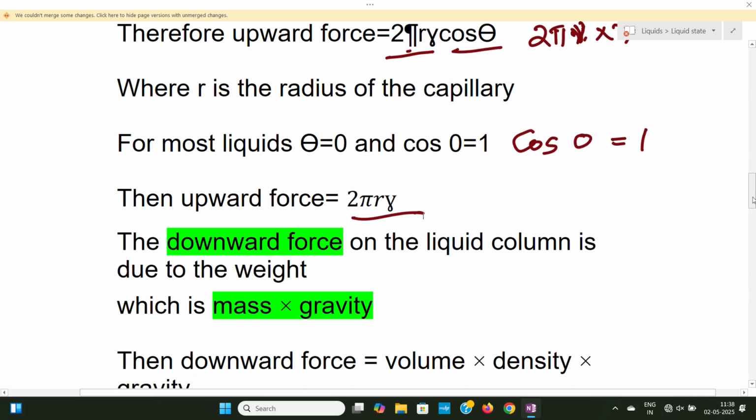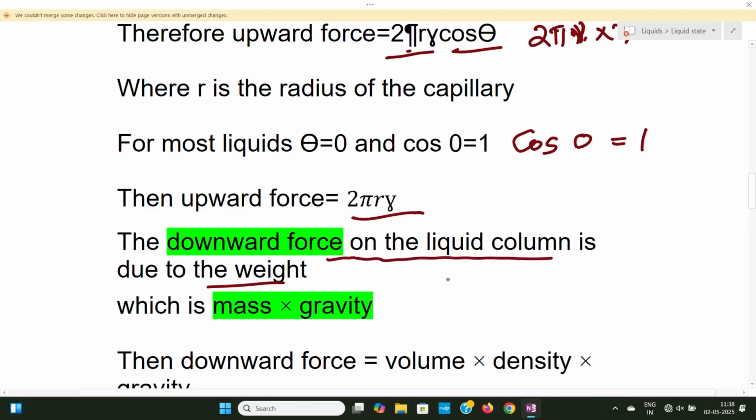Now, we have to find out the downward force. The downward force on the liquid column is due to the weight. Force is nothing but mass into acceleration due to gravity. The downward force is equal to mass into gravity.